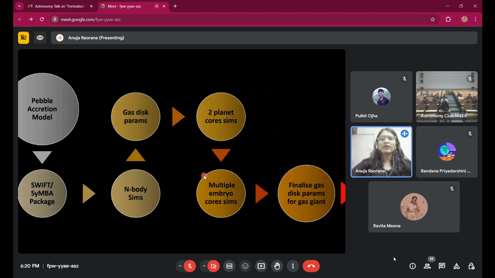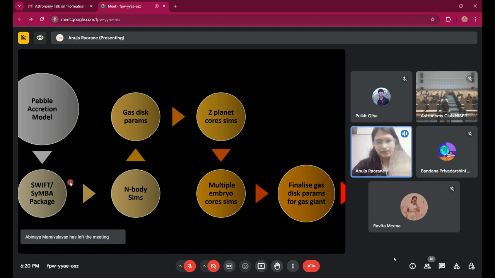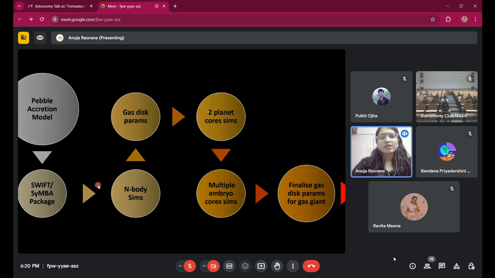So what did we do? We divided this project into two parts. First, I talked about the Pebble accretion model. The Swift package is basically a solar system integration package, and SyMBA is the one that I use. SyMBA stands for Symplectic Massive Body Algorithm, but I'm not going to discuss the details about the package. We looked at n-body simulations, and what we first did was look at gas disk parameters. I'm going to discuss what these gas disk parameters were, but how we did it was we took two planets.